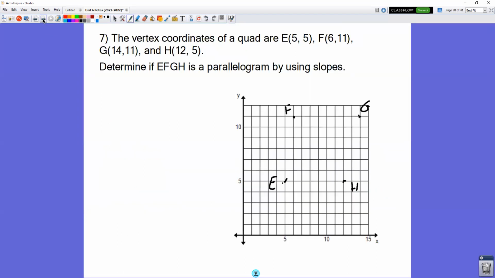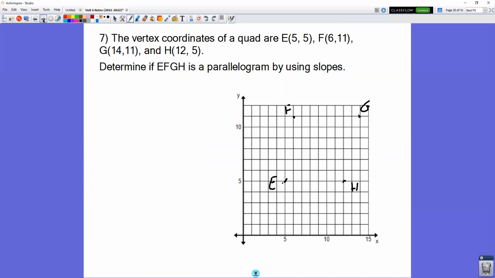Let's move on to question 7. In order to answer question 7, you're going to need to plot your 4 points, E, F, G, and H. And so here's what I need you to do. Go ahead and do me a favor. This question says, determine if it's a parallelogram using slopes. You're going to need to find your slopes first. So take just a few seconds to find your slopes. Go ahead and pause the video, and we'll be back here in just a second.